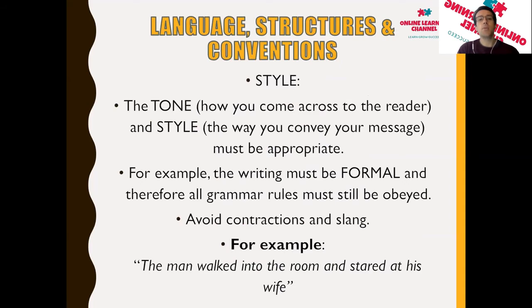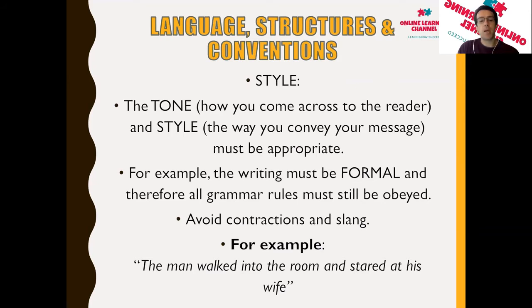So now when it comes to style, this is the tone, how you come across to the reader. The way you convey your message must be appropriate. The way you convey your message and the way that you come across to the reader are very important aspects to bear in mind. For example, the writing must be formal and therefore all grammar rules must still be obeyed. Avoid any kind of contractions or slang.